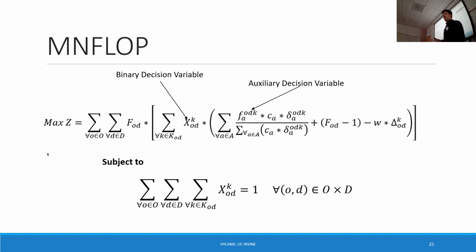So this is the full problem right here. That is, we have an objective function, which you just saw on the last slide, except I filled in the details for Z ODK with our original definition 4 or 5 slides ago. And then we have one constraint, which is that you must assign the demand from every OD pair to exactly one path.